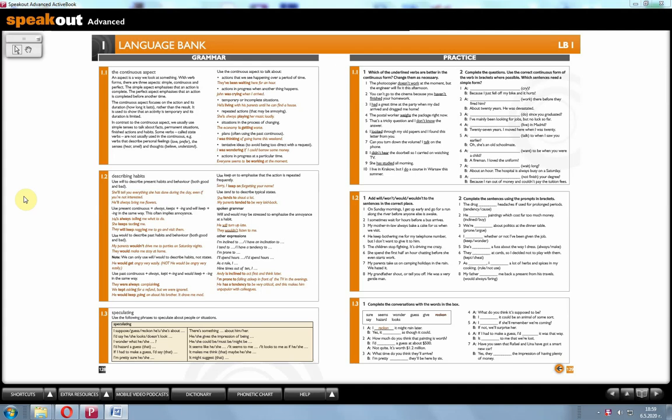Hello everyone. Today we continue our conversation with some grammar. Now this is the first grammar and it is from unit 1.1 in your students books.